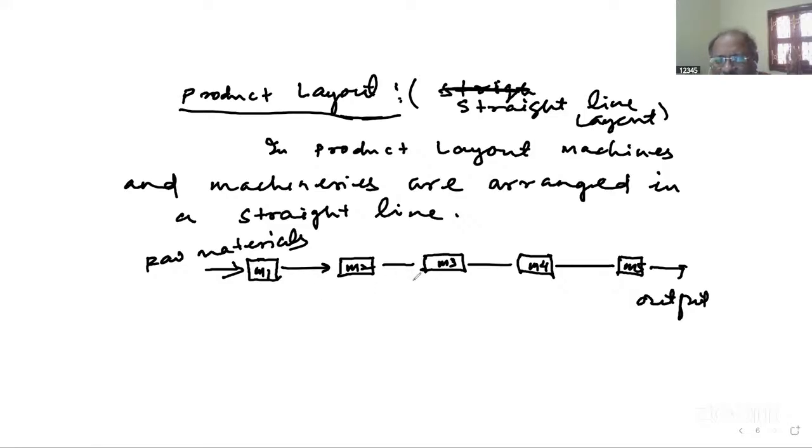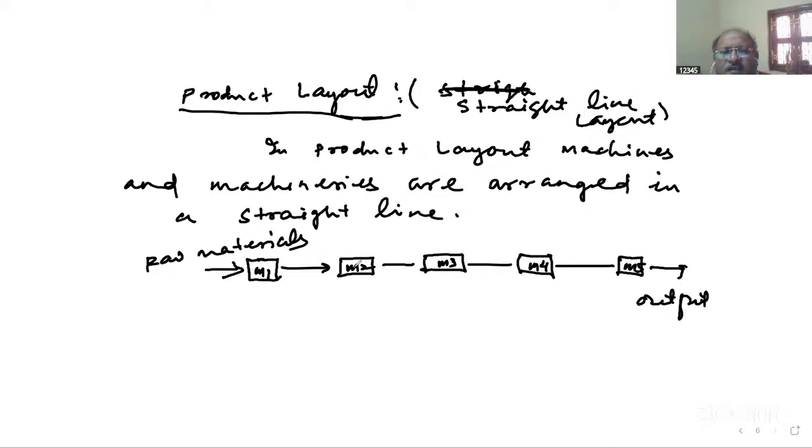That means in between, the raw materials are being processed, passing from one machine to the other machine. That means the raw materials are processed in machine 1, pass to machine 2, and are again further processed.